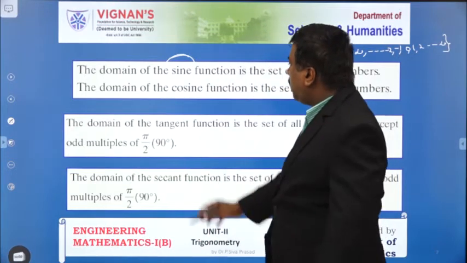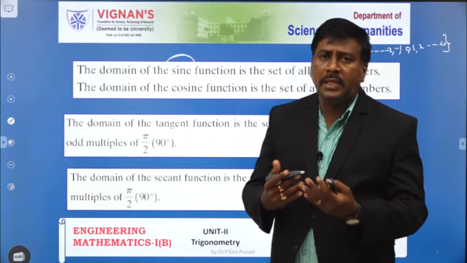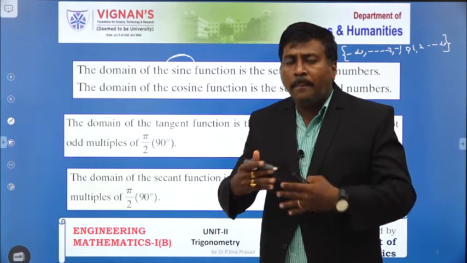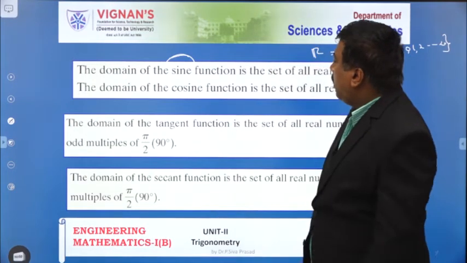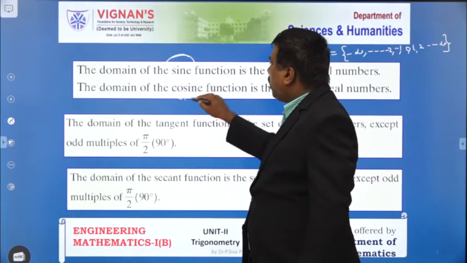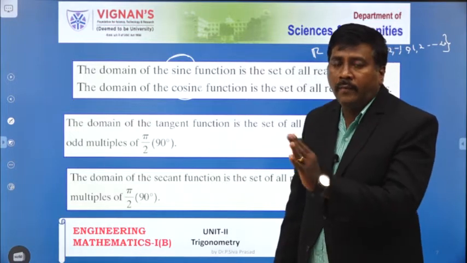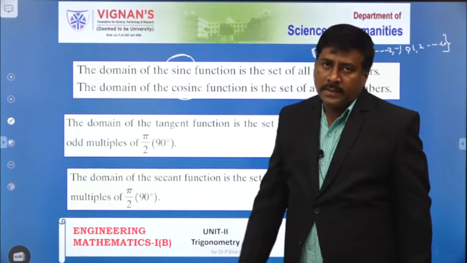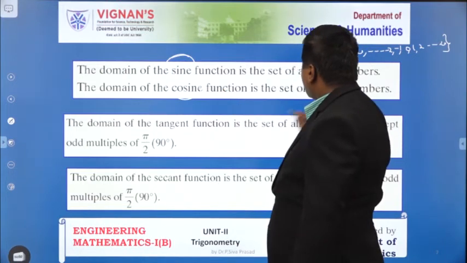Similarly, the domain of the cos function is also the set of all real numbers. That means whatever values you consider in the real number system are applicable for the sine and cos functions. Please all of you keep in mind, what is the domain? These are asked for 1 mark. What is the domain of the sine function? What is the domain of the cos function? That means the real number system R is called the domain set of the sine function, and the domain set of the cosine function is also R.